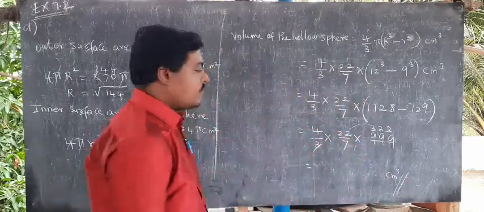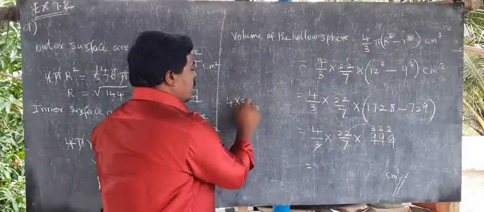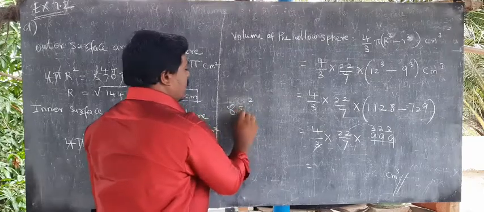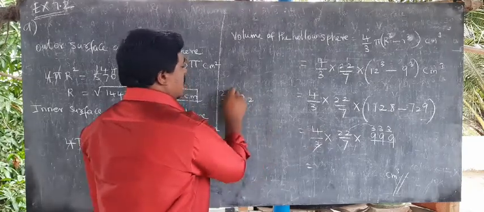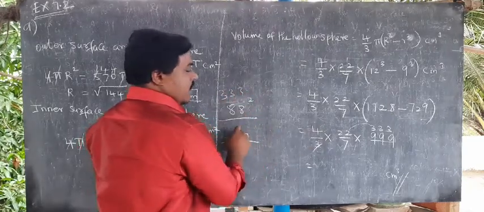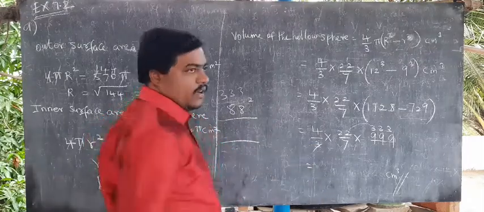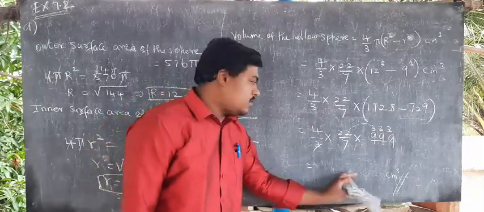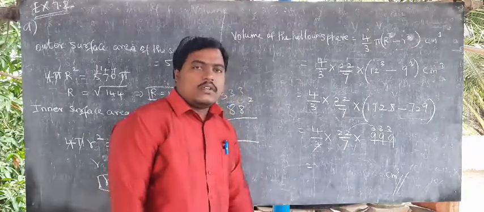Just what you have to do, multiply 4 into 22, that is 88 into 333, one answer you are getting, divided by 7, you are getting a decimal value. Do it yourself. Thank you.